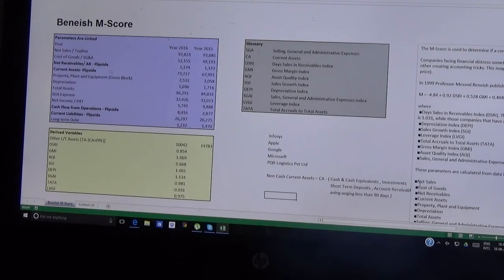You need non-cash current assets because there is a theory which suggests that if you are having free cash, which is what your cash and cash equivalent, short-term loans, short-term deposits, and account receivable less than 90 days, the same has already been invested in the markets. Now, why are we taking account receivable less than 90 days?